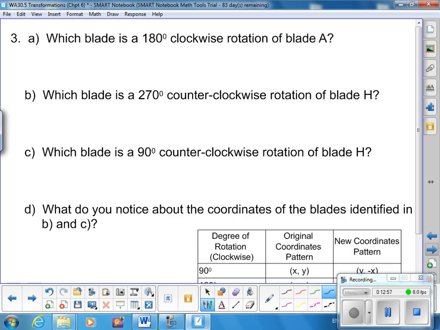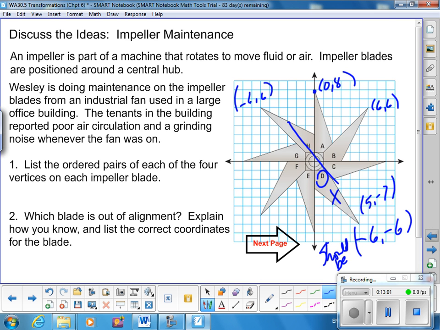Which blade is a 180 degrees clockwise rotation of A? So if we look at A, 180 creates a straight line. So E would be the 180 degree rotation. Which blade is a 270 rotation of H? Well, if we're at H and I go 270, it would put us the same as 270 counterclockwise, which is the same as 90 degrees clockwise. So 90 degrees clockwise would be B.